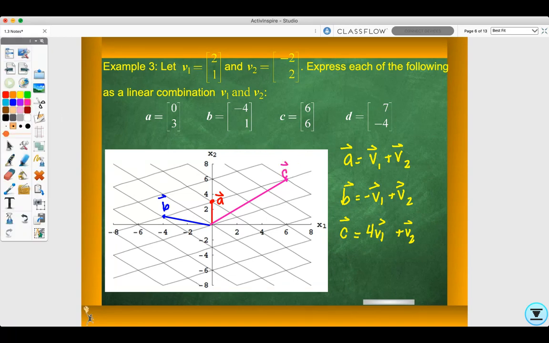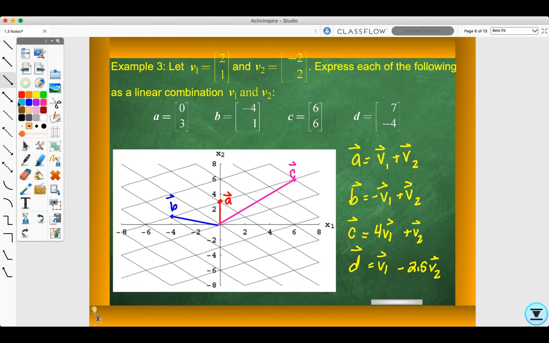And the last one, D, I could express as v1 minus 2.5 v2. And vector D would be 7, negative 4, which would look like that.